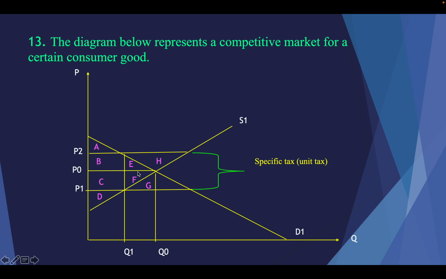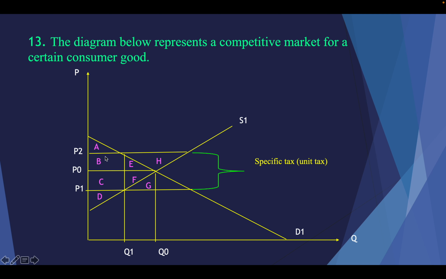You cannot take anything after the Q1 places. That is why we call EF the dead weight loss. Then Q1, and P2 to P1 is the tax. That means B and C are the areas of the government tax revenue. Okay, so BC is the government tax revenue. It goes to the government.